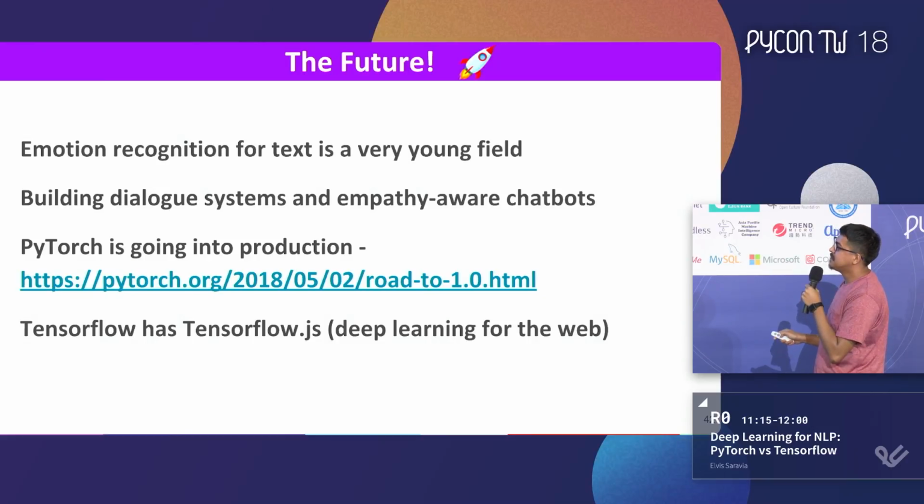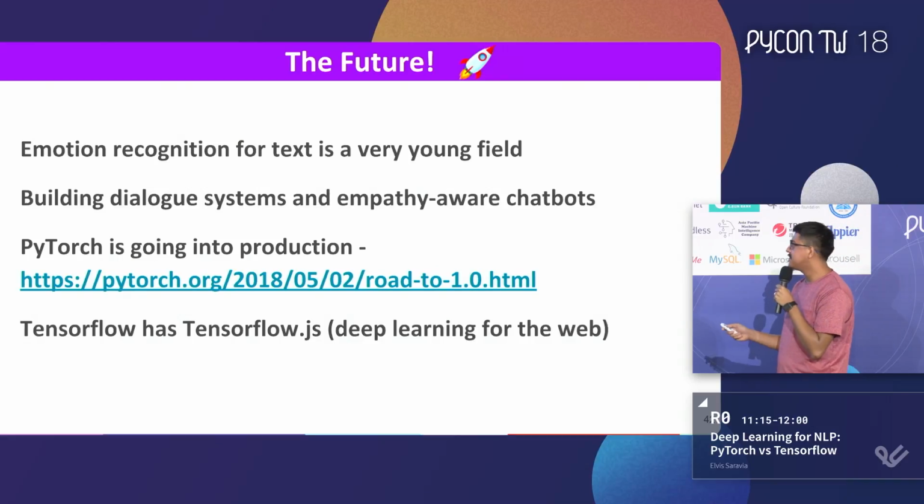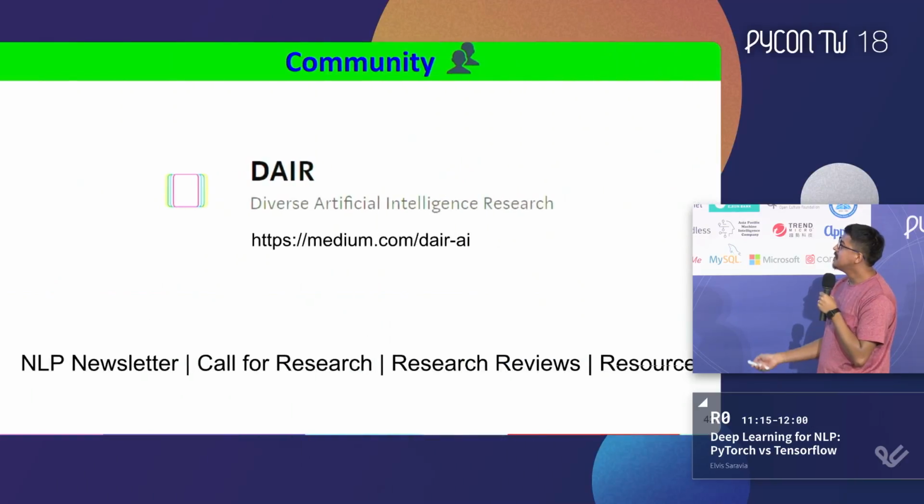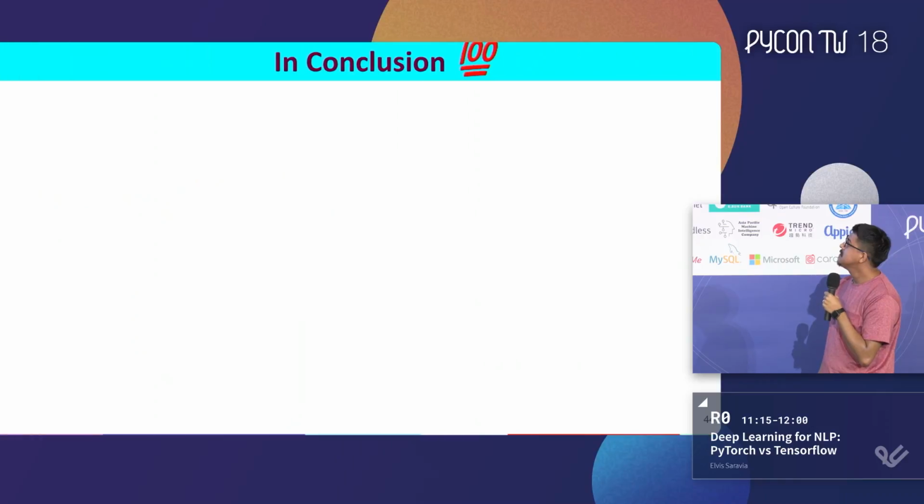And there are some announcements here. PyTorch is going into production just like TensorFlow. And TensorFlow just recently announced TensorFlow.js, deep learning for the web. So many different trends are happening with these tools, and it's very nice to follow that. Just some community stuff that I started here, you can look at that also.